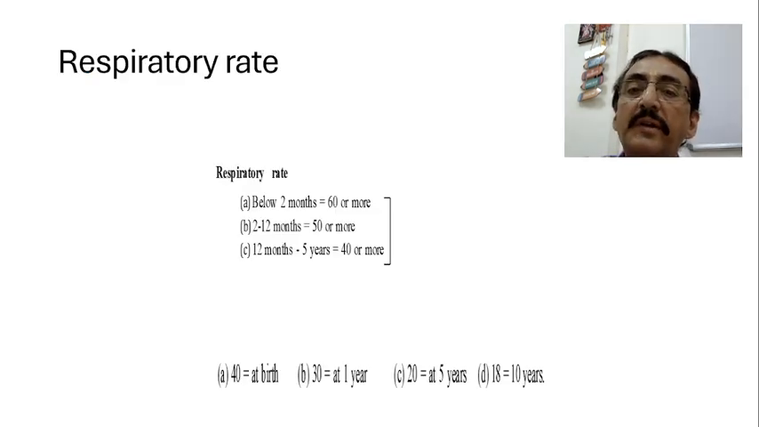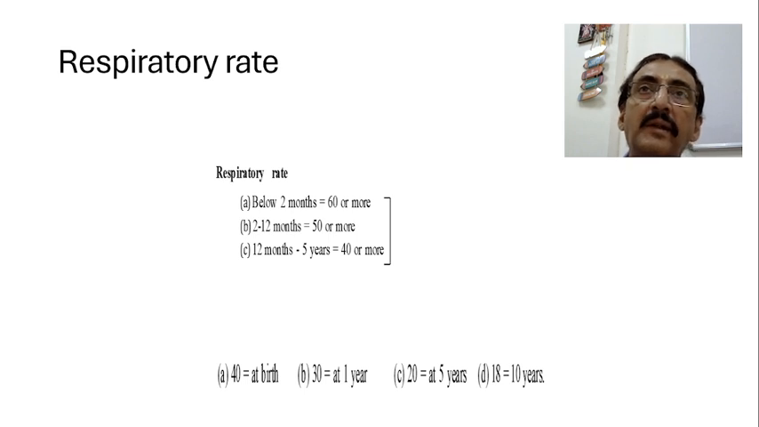Similarly, talking about the respiratory rate, this is also double that of adults at the time of birth. At the time of birth, the respiratory rate is almost 40 to 50 per minute. Below 2 months, usually the respiratory rate will be maintained around 60 or more, and from 2 to 12 months it becomes 50, and from 12 months to 5 years it becomes 40 or more. Now, respiratory rate is 40 at the time of birth, 30 at 1 year, 20 at 5 years, and 18 at 10 years.